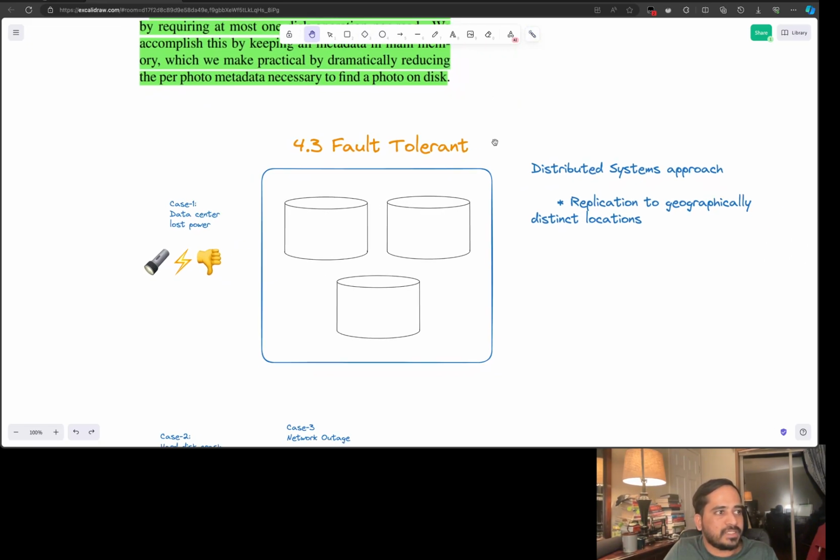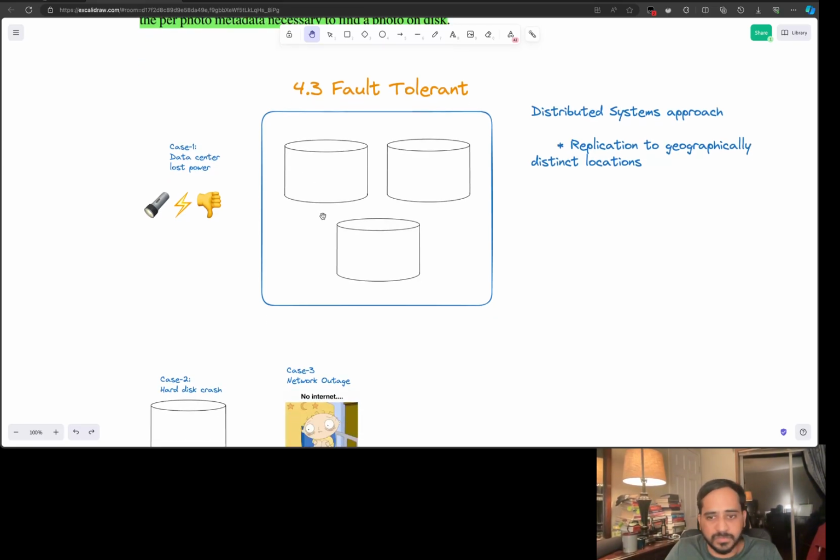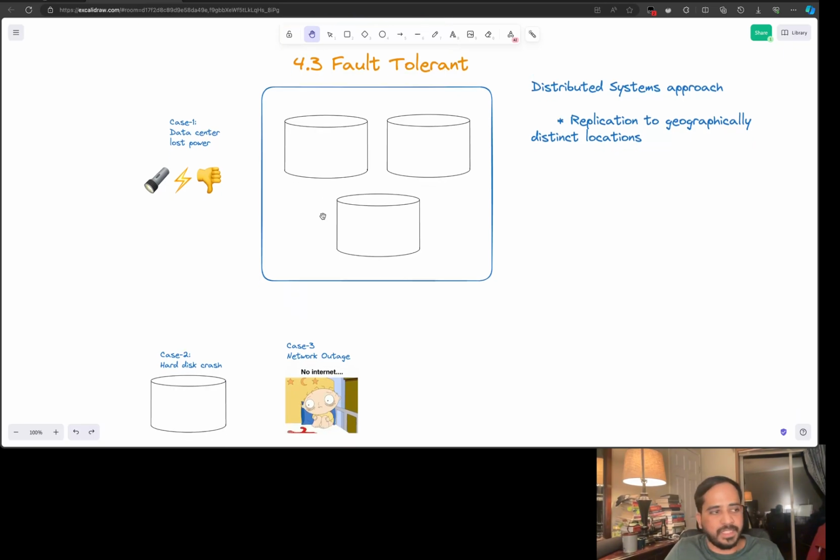So let's say I have a data center, and this data center loses power. If my data is present in only one data center, I won't be able to serve that photo back to the user when they're requesting for it. I won't be able to put them in the timeline of their friends. That's a bad user experience. So if data center loses power, that's a fault, and lack of tolerating it is lack of fault tolerance. We should be able to deal with the cases.